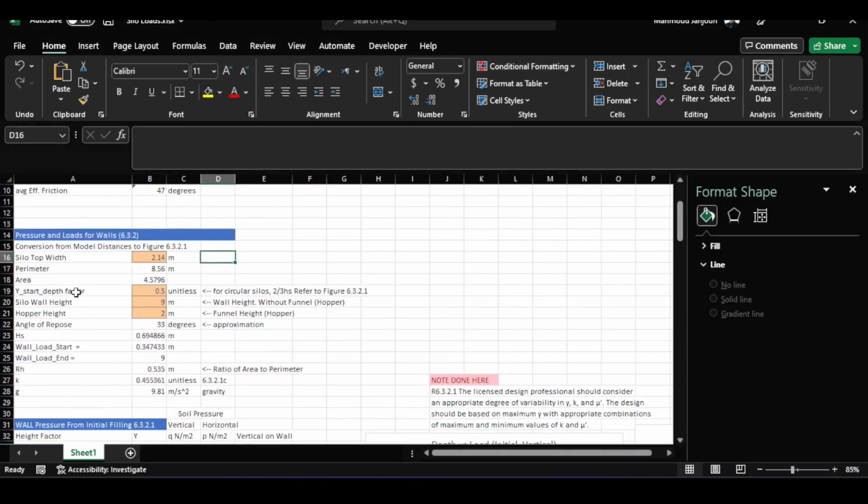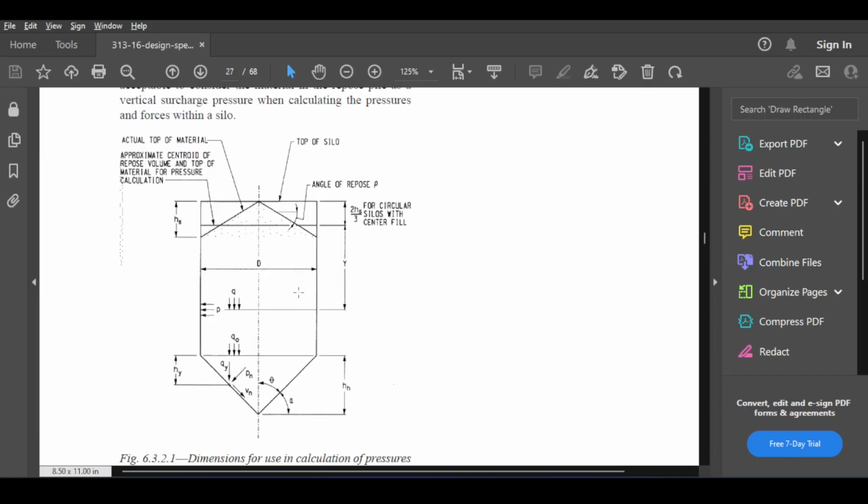The Y start depth factor is taken from figure 6.3.2.1, which explains where the start of the load calculation should be, which is basically the centroid of gravity or center of gravity of the cone above the end of the silo. So it's 2 over 3 HS. In case it's a circular silo, well, of course, you can be on the safe side and assume a 0 here.